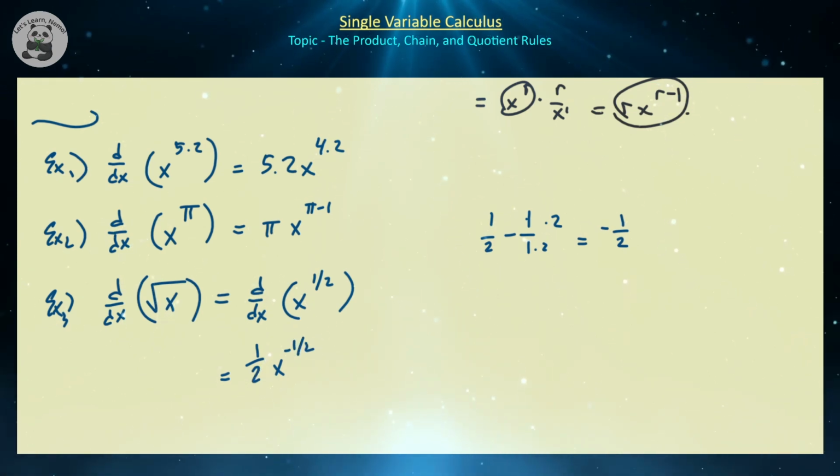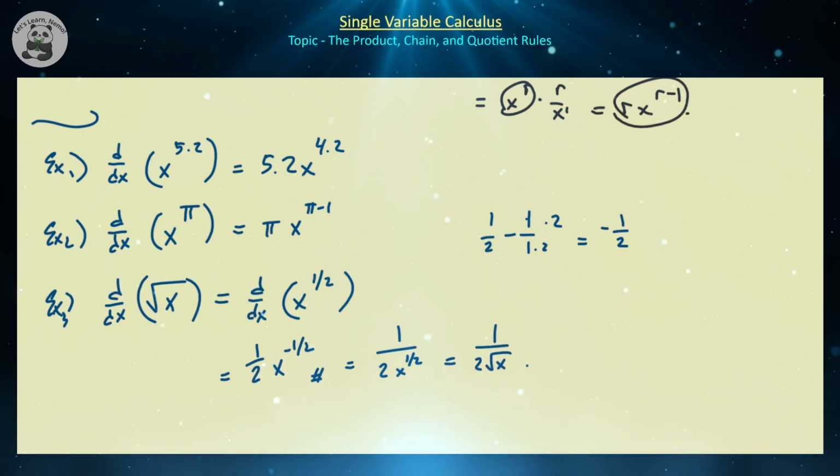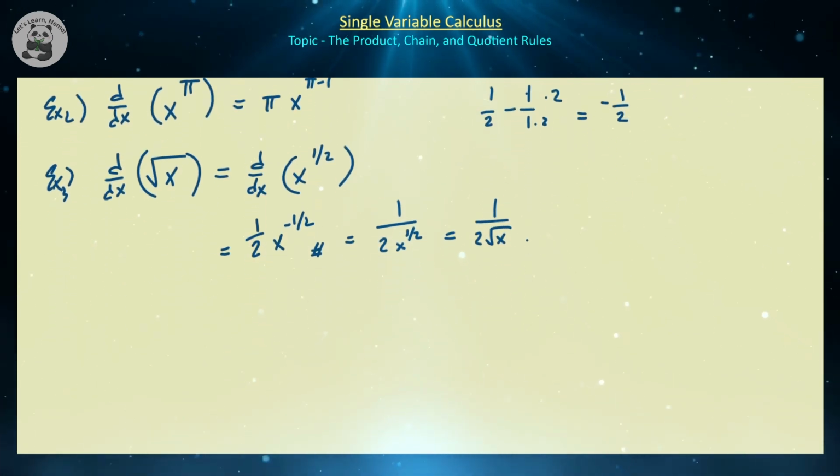Now although that is the answer, you could write this in a couple other ways as well, because this is the same as 1 over 2 times x to the power 1/2, or equivalently 1 divided by 2 times the square root of x. And that's probably a more preferred way of how people will write it.